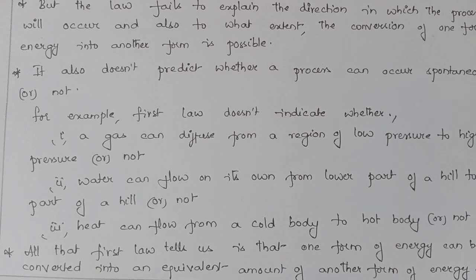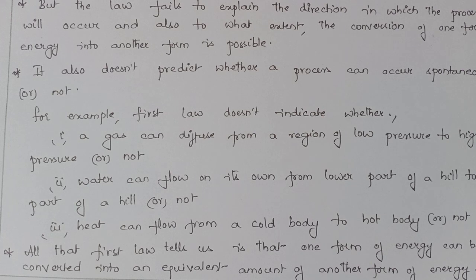Also, it was observed that though various forms of energy can be completely converted into other forms, heat energy cannot be completely converted into an equal amount of work done, students, without producing some change elsewhere. So we understood that the first law just tells us that one form of energy can be converted into an equivalent amount of another form, but heat energy cannot be completely converted into an equal amount of work.